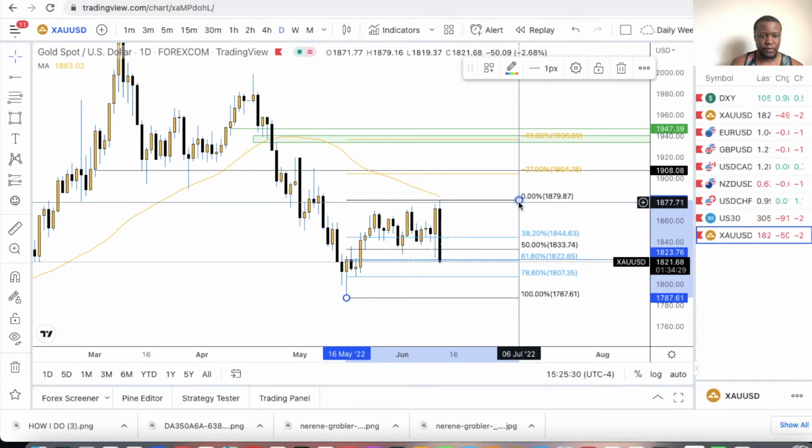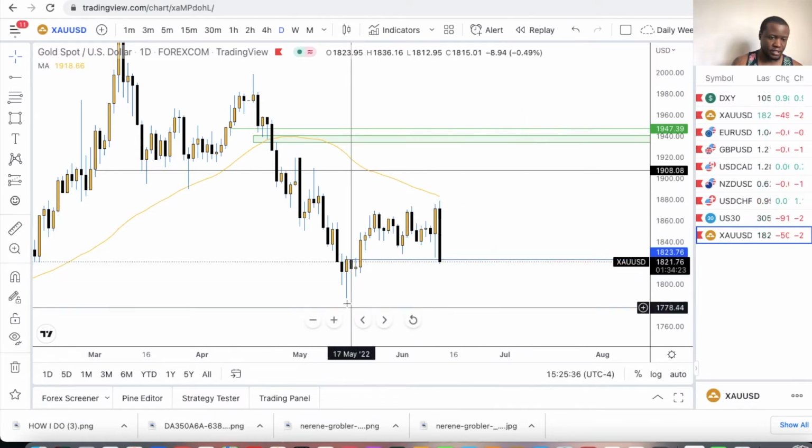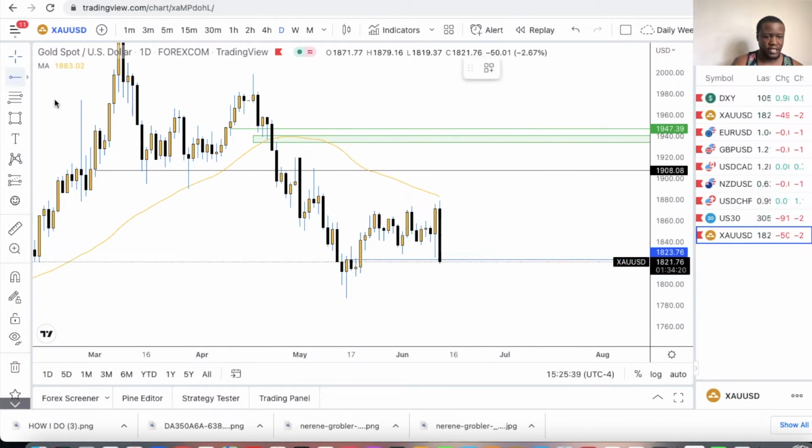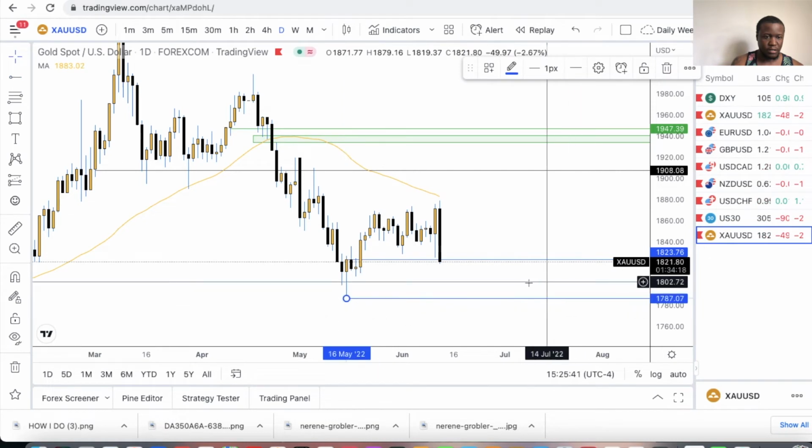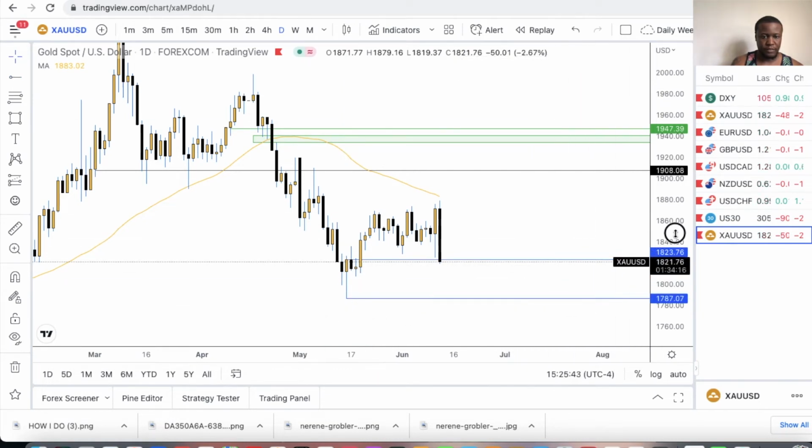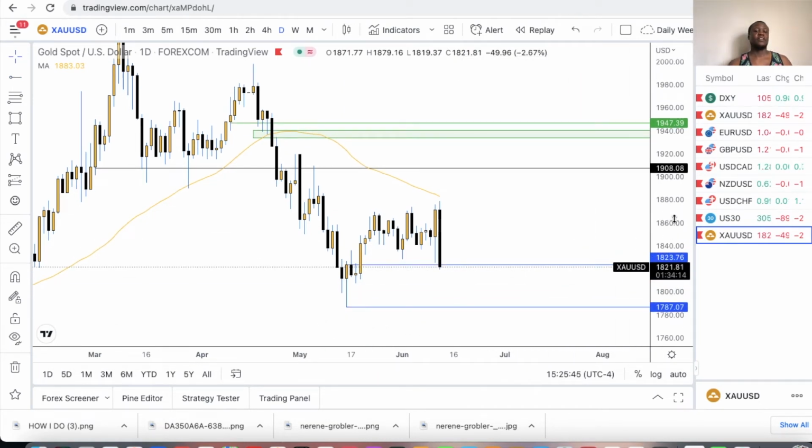So we can expect price to probably head to that level. If not, it's definitely gonna take out this previous daily low, which we could mark off. So just like that, you have my support and resistance level.